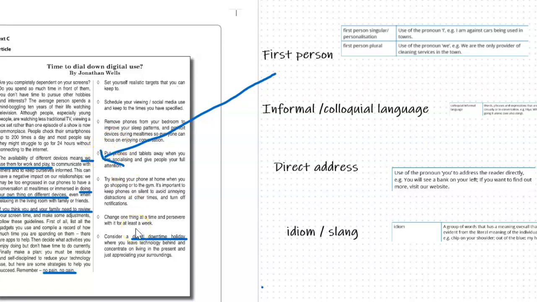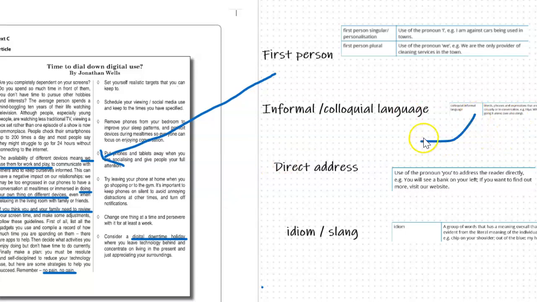This can have a negative impact on our relationships. We may be too engrossed in our phones to have a conversation at mealtimes, or immersed in doing our own thing on different devices, even when relaxing in a living room with friends and family. So I think we've got an example of informal or colloquial language.